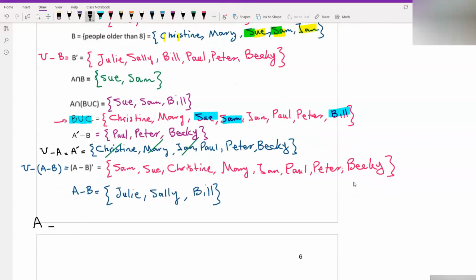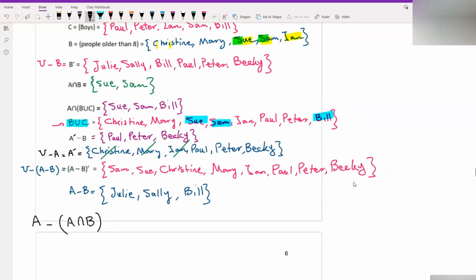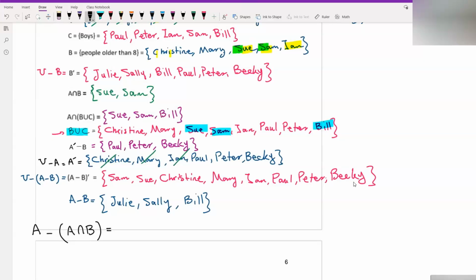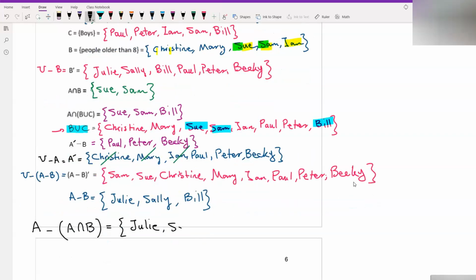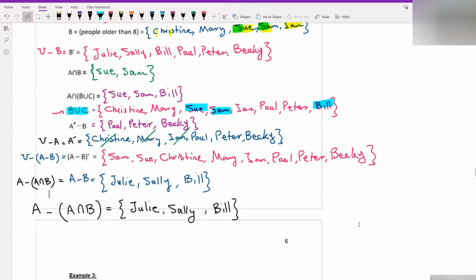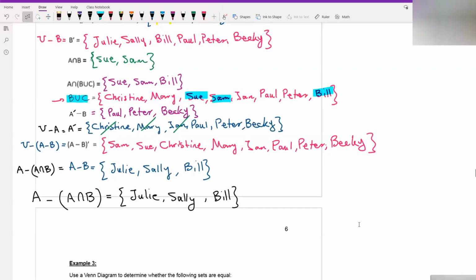I want to add one more here. A minus A intersection B. That means this one is A minus A intersection B. That is same if you try to find the answer for B minus A. This B minus A is B minus A intersection B.